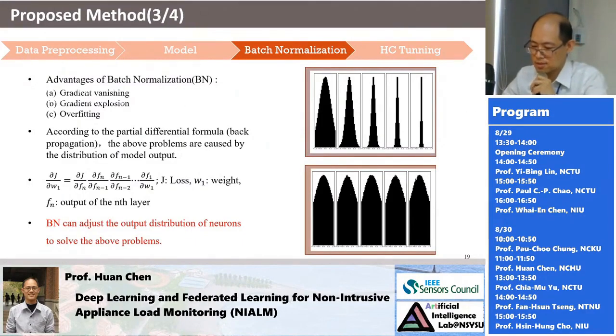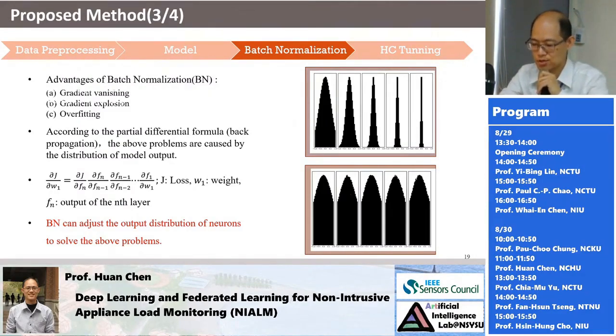Then the other technique we use is batch normalization. For a fresh student, they don't use batch normalization to improve their efficiency. But I suggest that batch normalization is a good processing step that you should apply to your deep learning model. That will help your model to converge better and faster.